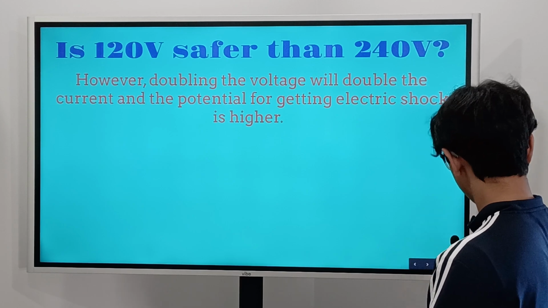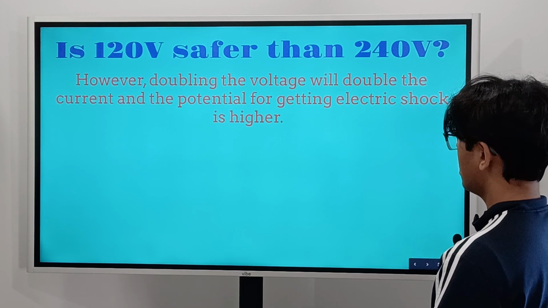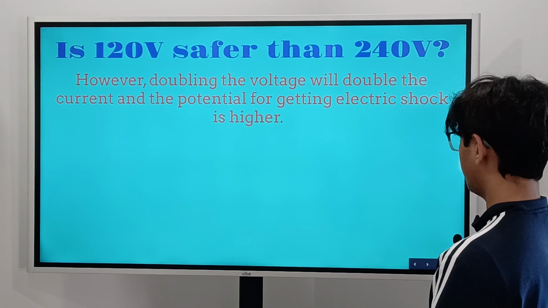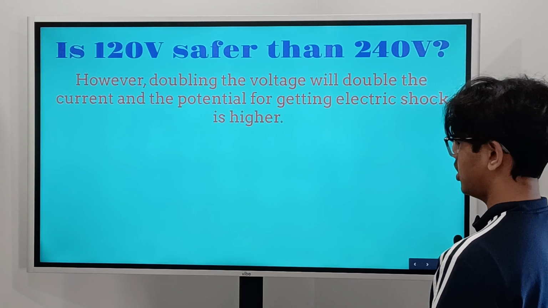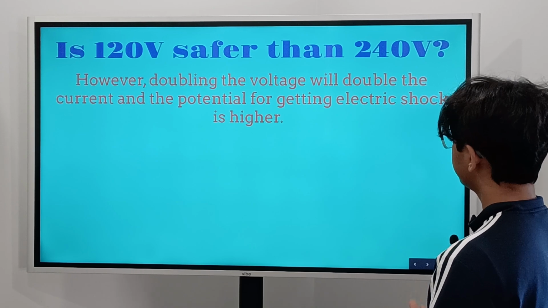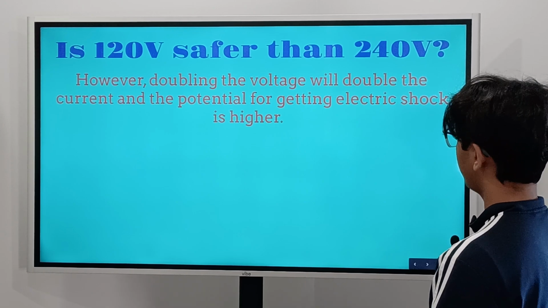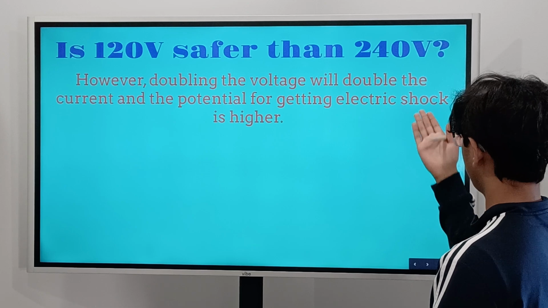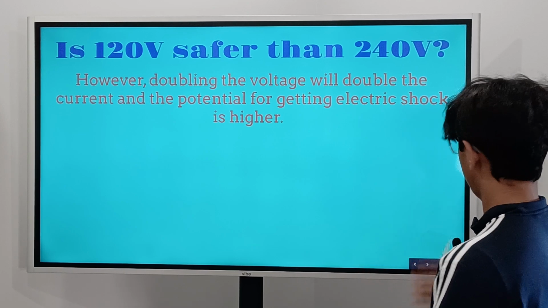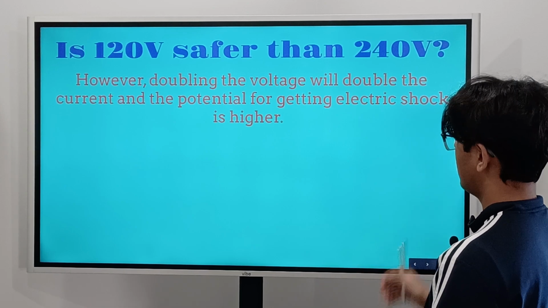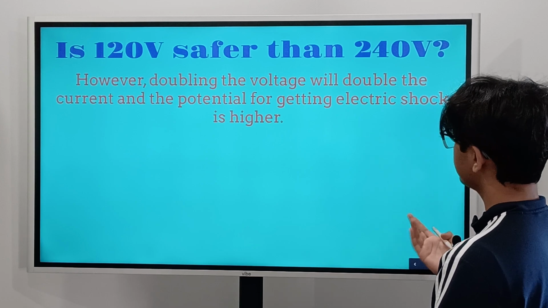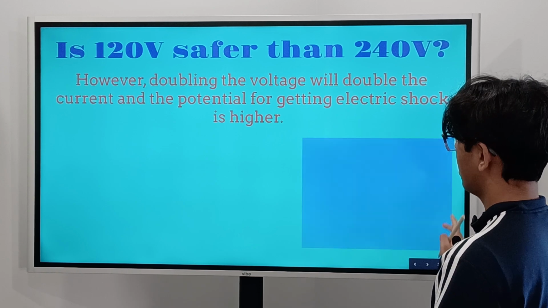So let's say we go back to our outlets inside of our houses. Those are 120 volts. So if we do get a shock, we're not going to feel that much. It's not going to be that powerful. But if that was doubled, if we had 240 volts, then we're going to have a higher chance of getting a bigger shock, which is potentially going to cause more damage. So that's how 120 volts is a little safer than 240 volts.